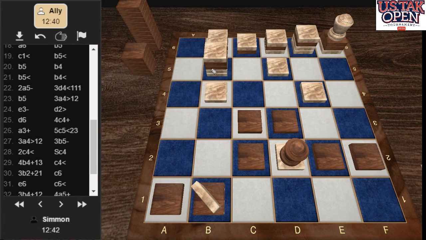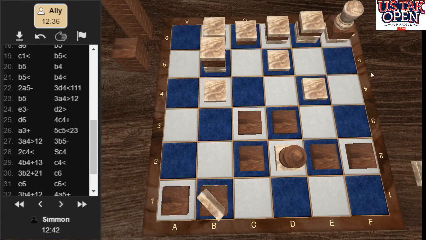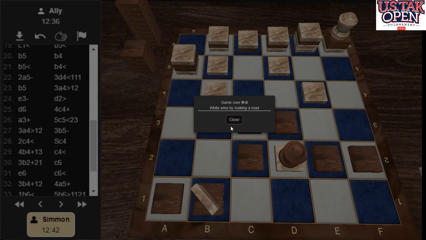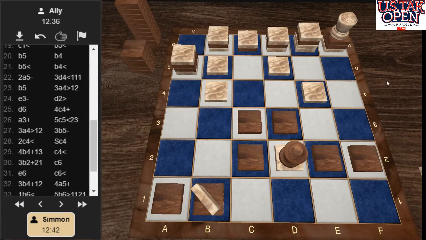So now Ally just can spread one of these guys. There we go. And white wins with a road. So Ally takes the second game.